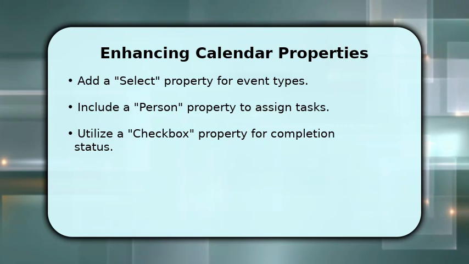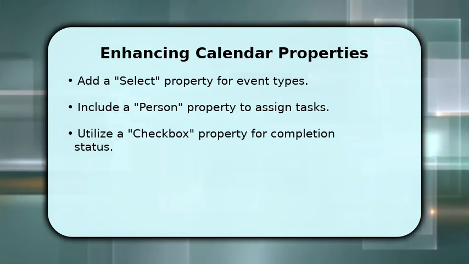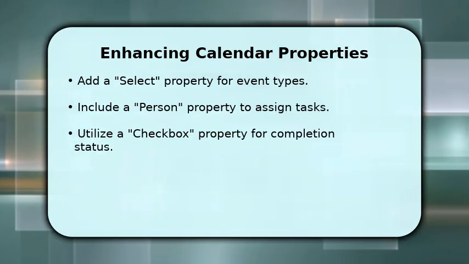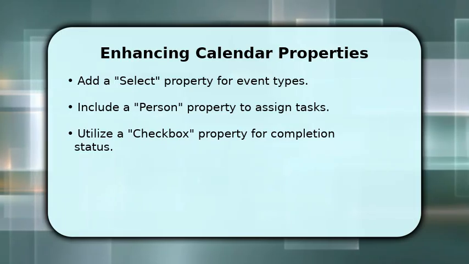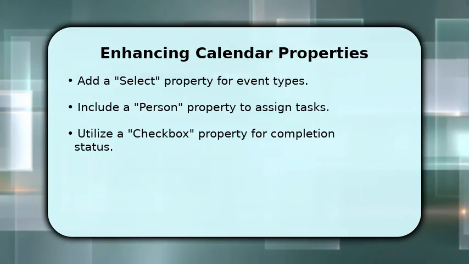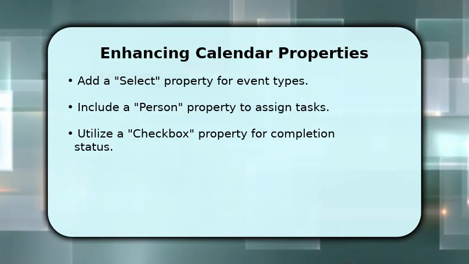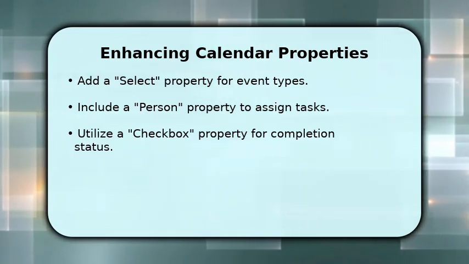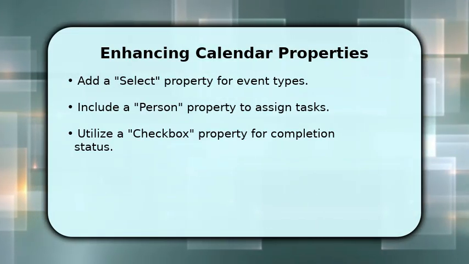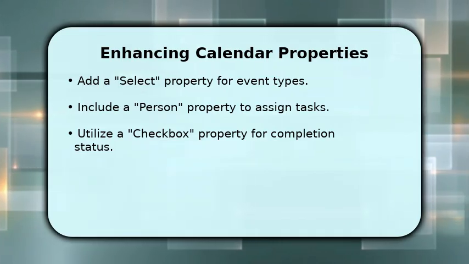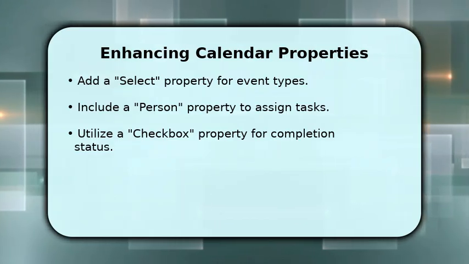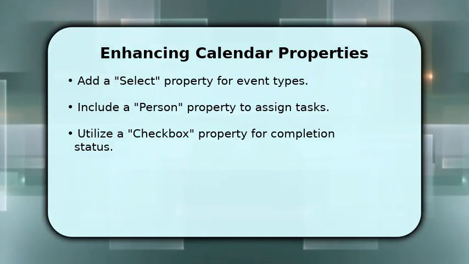To make your calendar more robust, let's add some key properties. Introduce a select property to categorize events like work or personal. A person property allows you to assign specific tasks to team members. Don't forget a checkbox property to mark events as completed, providing a clear visual cue. For additional resources, a URL property can link directly to relevant websites or documents. These additions significantly boost your calendar's functionality.